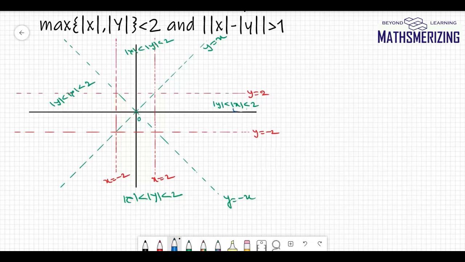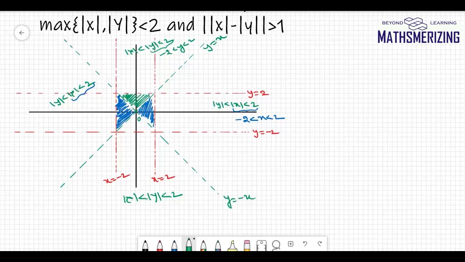Now for this region, mod of x is less than 2, so x lies between minus 2 and plus 2. So the region I'll get is this small triangle. Now for this region again, I'll get x equals plus minus 2, so again I'll get this one. For mod y less than 2, I'll get y lies between minus 2 and plus 2, and here again I'll get y lies between minus 2 and plus 2. The region represented by this curve is the region inside this square.